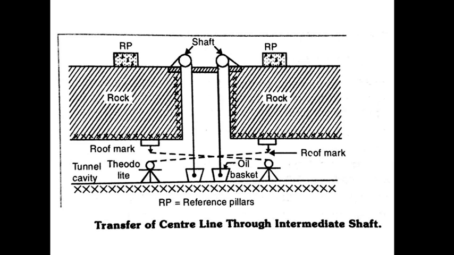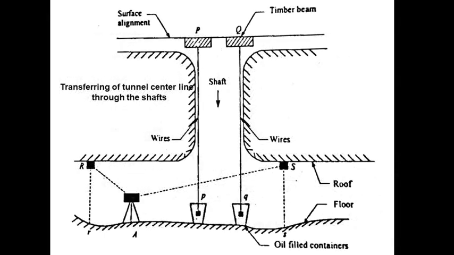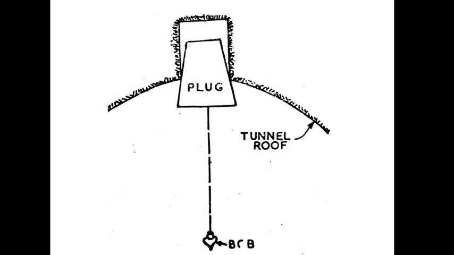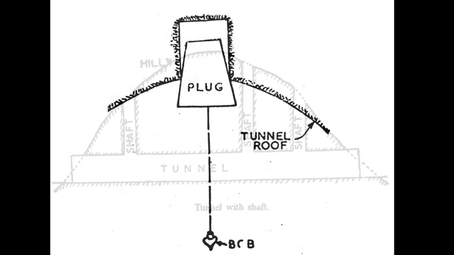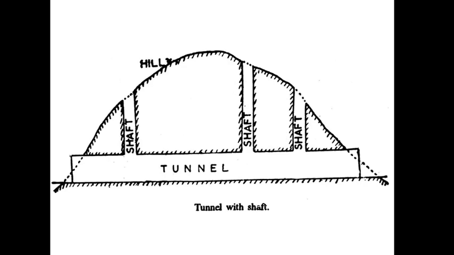Then a shaft, and the oil and basket. This is the method of the transfer of center line on the ground. This is the oil fill container. Tunnel with shaft, tunnel with roof, and the next one is tunnel lining.